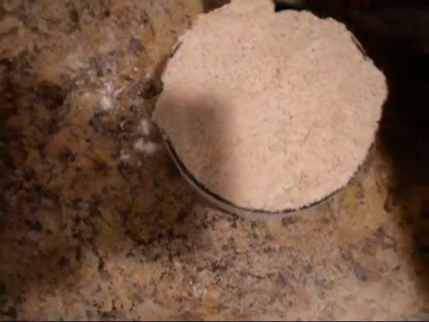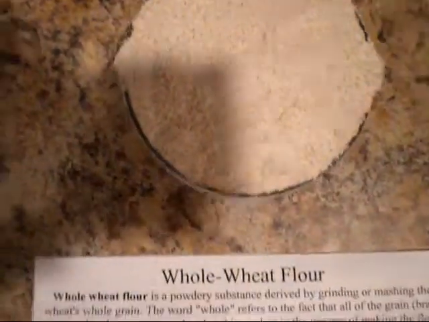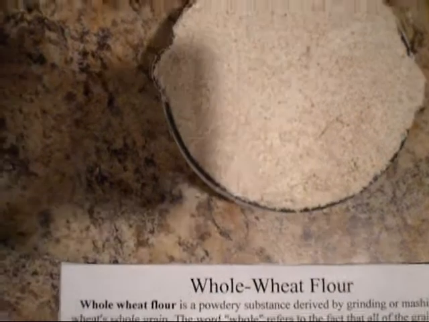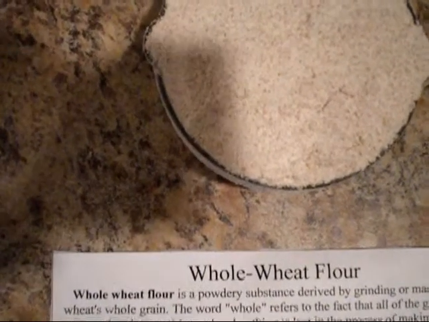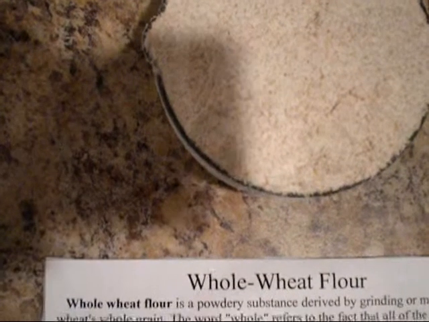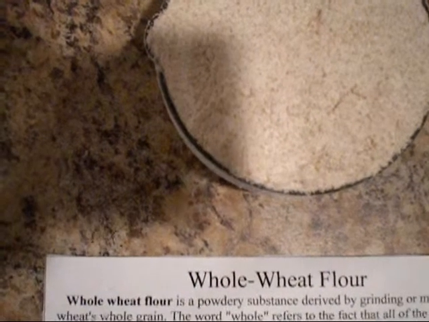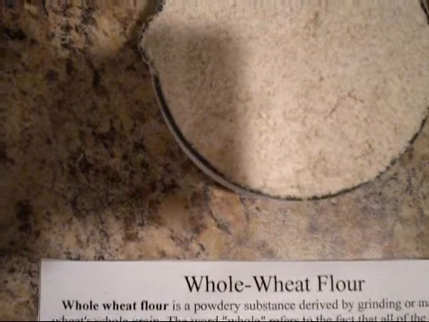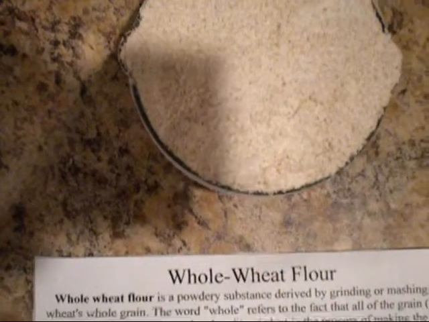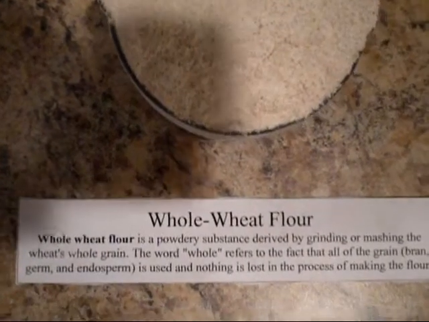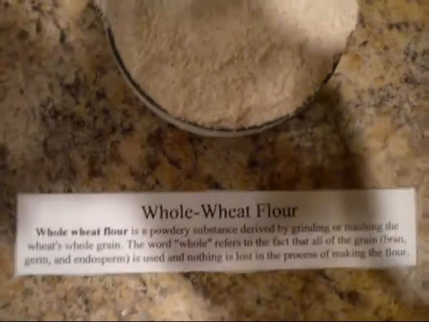And the last ingredient, wheat flour. Hopefully you can see the difference in the color. Whole wheat flour is a powdery substance derived by grinding or mashing the wheat's whole grain. The word whole refers to the fact that all of the grain, bran, germ, and endosperm, is used and nothing is lost in the process of making the flour. Now on to mixing the ingredients.